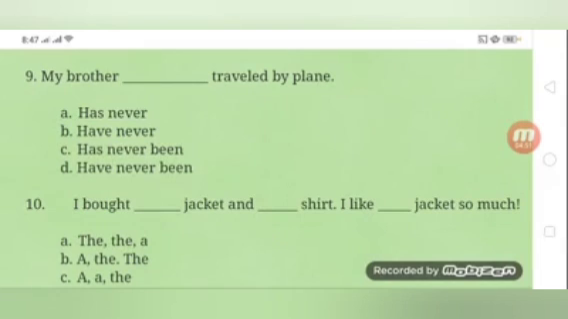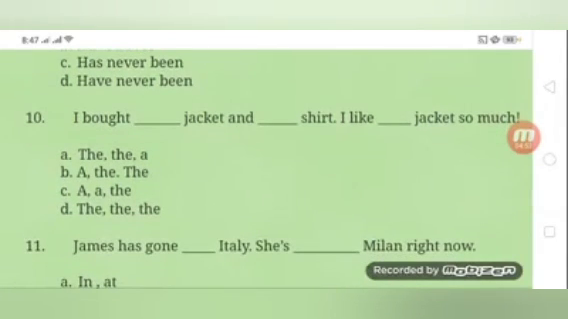Next, number 10, I bought. Oh, the use of articles. Articles are adjectives, actually. The use of the articles a, an, and the. Okay, here. This one has two sentences. As you notice in the question, there are two sentences here.